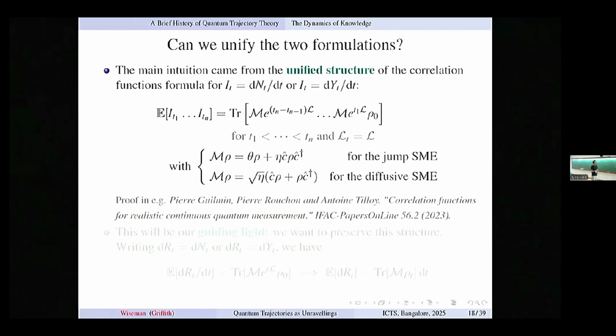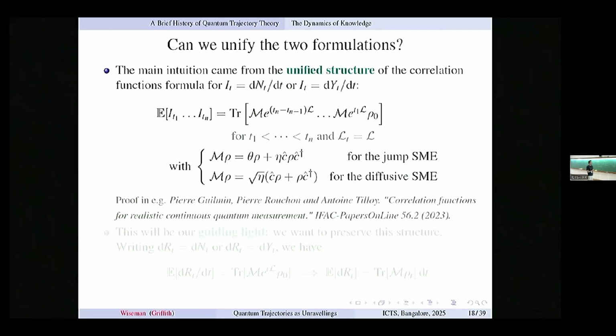So for my work with Pierre Rochon and Antoine Sillois, we compute correlation functions of the signal, this IT, that Howard called JT, which is dNt over dt or dyt over dt. And when you want to compute the expectation value of the signal at different times, you find this formula, which you can read from right to left. You start from some initial state, you apply the average evolution up to the first correlation time t1. This is like the Lindblad evolution.